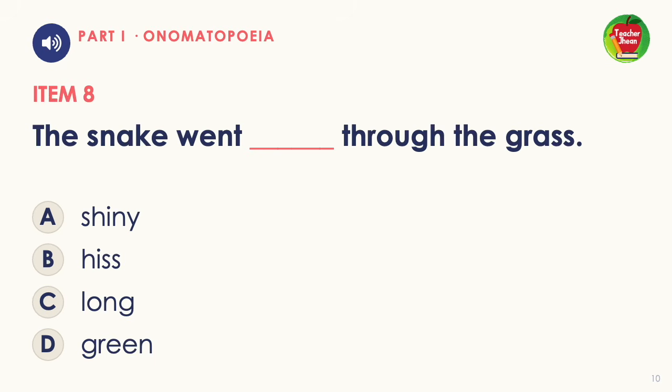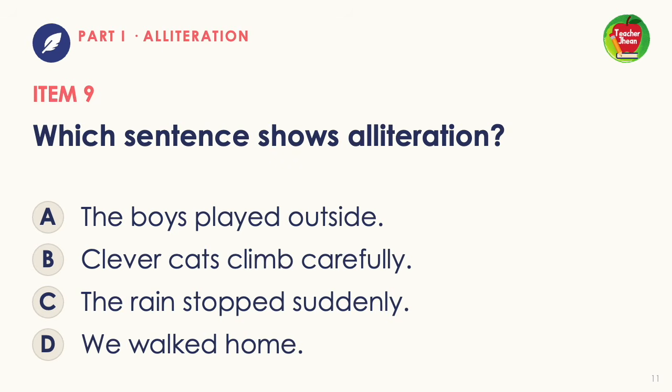Number 8. The snake went blank through the grass. A. Shiny, B. His, C. Long, or D. Green? Number 9. Which sentence shows alliteration? A. The boys played outside, B. Clever cats climbed carefully, C. The rain stopped suddenly, or D. We walked home?